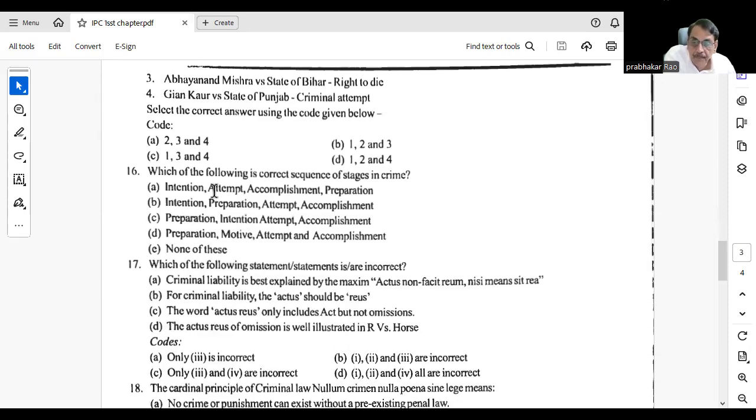Next, we will go. Which of the following is the correct sequence of stages in crime? Intention, attempt, accomplishment, preparation. You know, intention is the first stage, preparation is the second one, third one is attempt, and fourth one is accomplishment. That's why the answer is B.